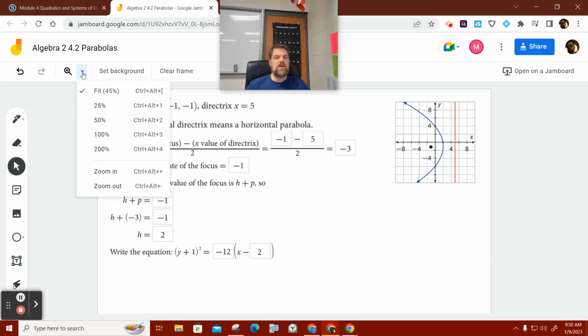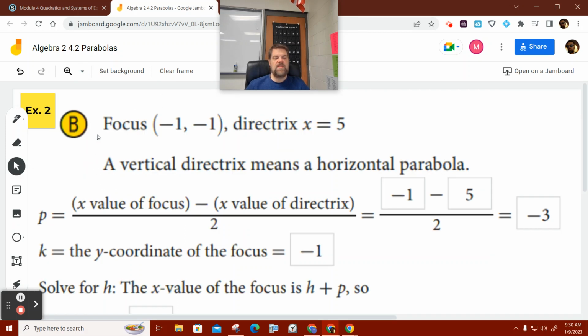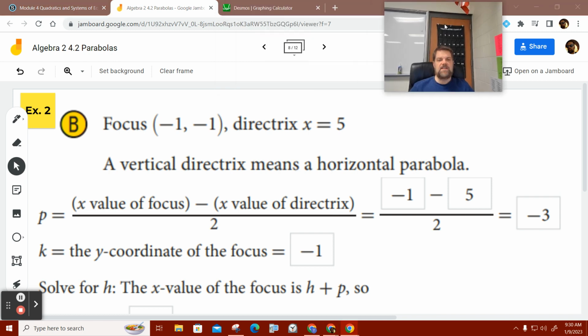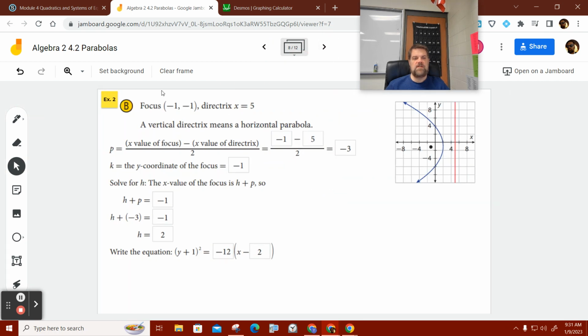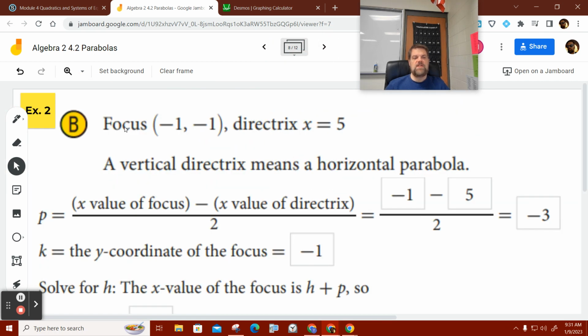All right, so let's do another example, and this will probably be a vertical directrix. Immediately, let me help you guys. The first thing we need to decide, well, let me read this to you, and then we'll talk about it. It says the focus is -1, 1. The directrix is x equals 5. So x equals is a vertical line. If I have a vertical line for my directrix, that means I'm going to have a horizontal parabola. It's either going to open to the left or open to the right.